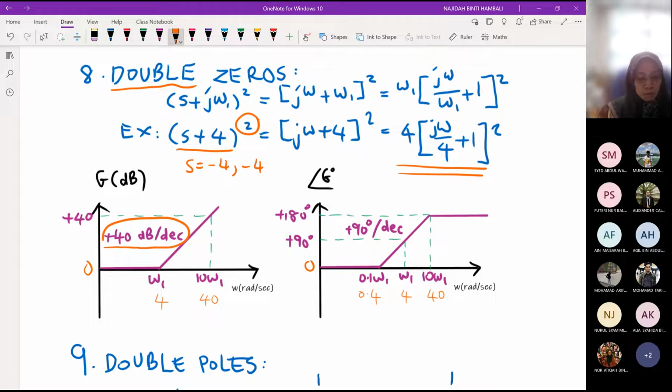Okay, so cutoff frequency is 4, so below the cutoff frequency, slope 0 dB per decade. Larger than the cutoff frequency until infinity, the slope is positive 40 dB per decade since we have double zeros.